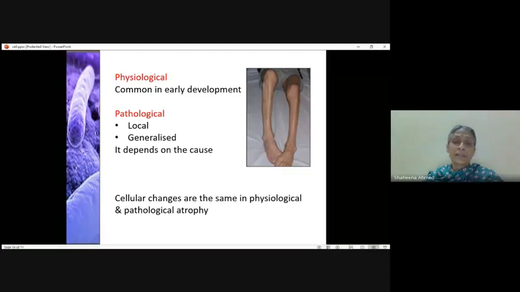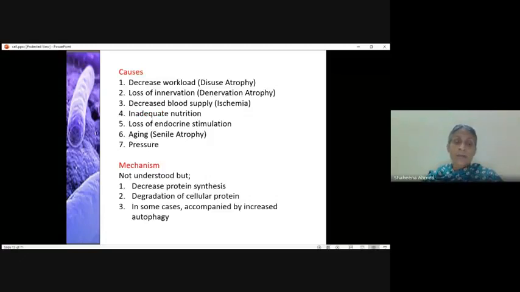Physiologically, you can see it in early development and in pathologies. Again, atrophy can be seen locally or in a generalized manner. Now, if you look at the causes, again, atrophy: decreased workload, the thing we call disuse atrophy. Classical example, when there's a fracture, you have a cast, and when you take it off after 3 months or after 6 weeks or after a long duration of time, what you see is your limb has shrunk in size.